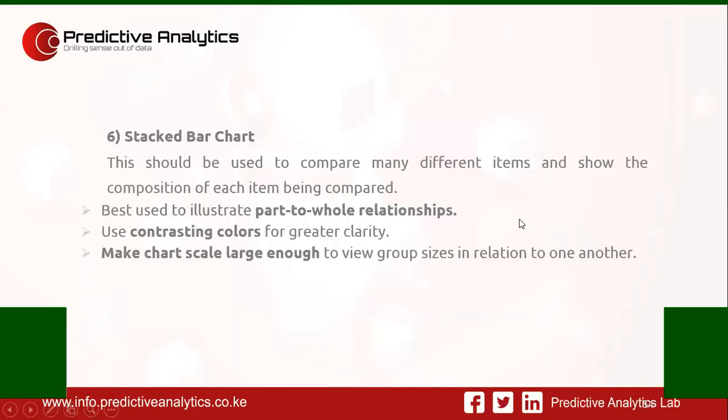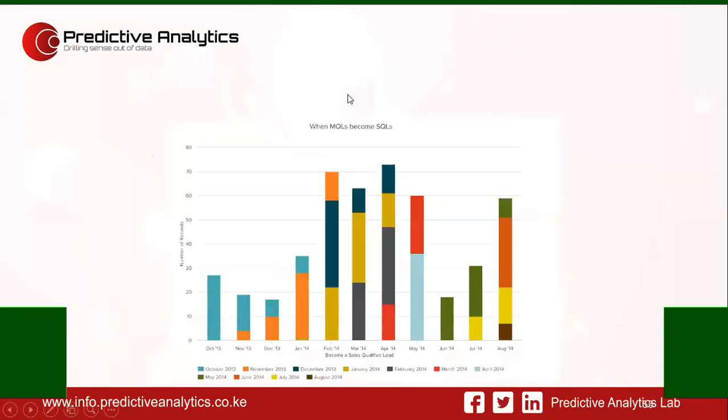Then we have a stacked bar chart. This should be used to compare many different items and show the composition of each item being compared. It is best used to illustrate part-to-whole relationships. So best practices: use contrasting colors for greater clarity. Make chart scale large enough to view group sizes in relation to one another. So this is an example of a stacked bar chart. It's actually a bar chart, but now with stacked bars.